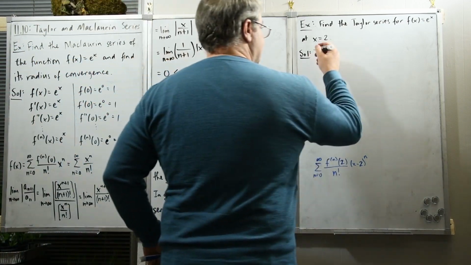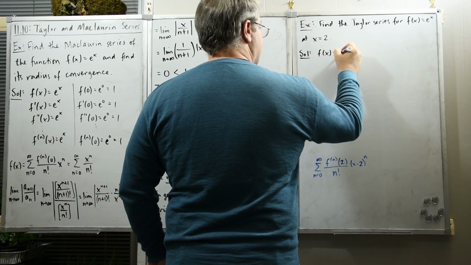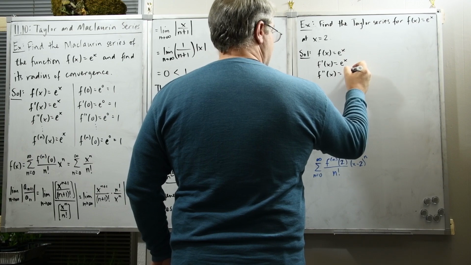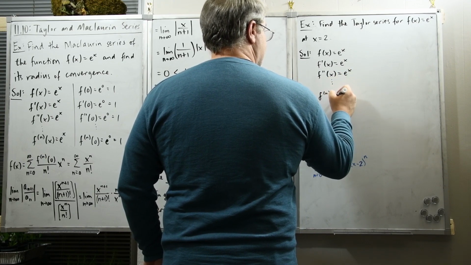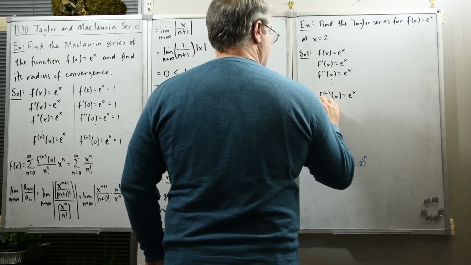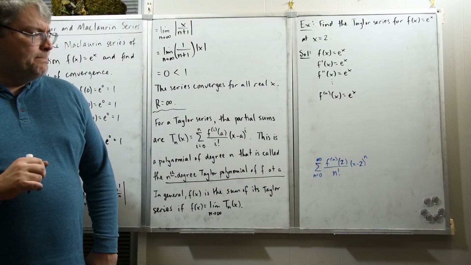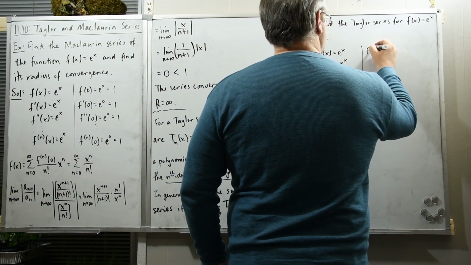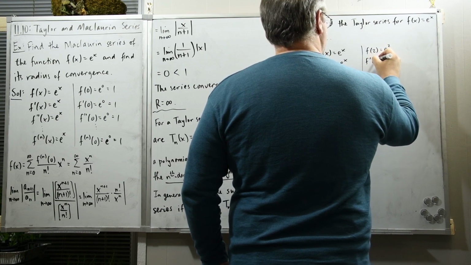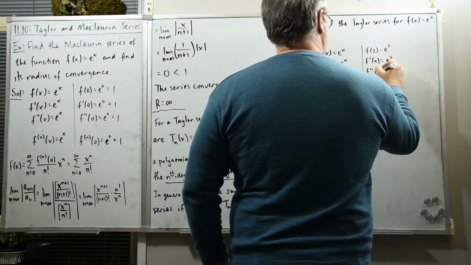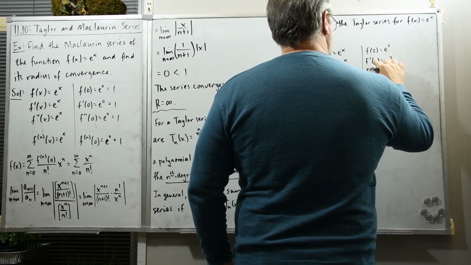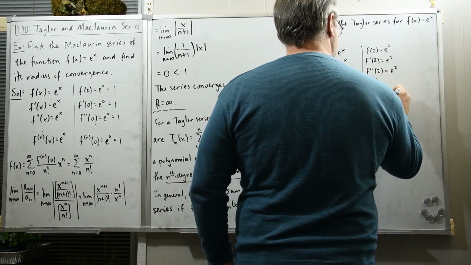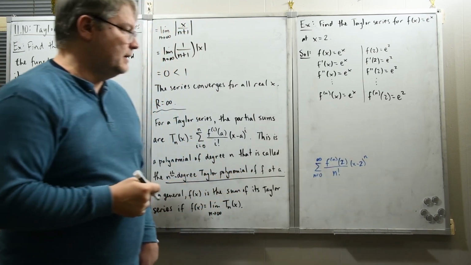Well, fortunately, again, f of x equals e to the x. So we can take a look at f prime, f double prime, it doesn't matter which derivative we're taking here. We're going to get e to the x. But remember, we need to evaluate these derivatives at 2. And so when we evaluate each of these at x equals 2, we're just going to be getting e to the second power.